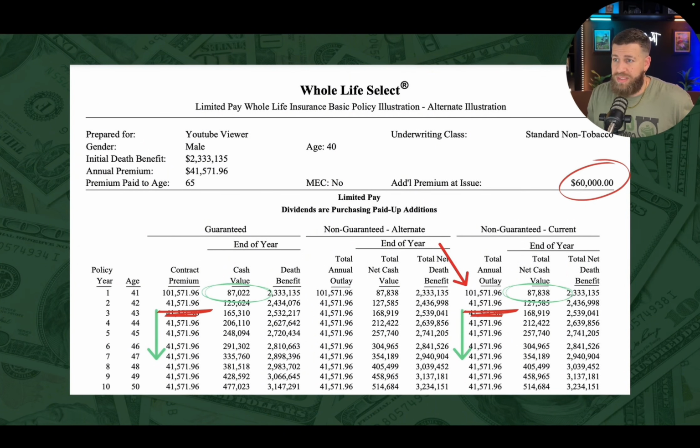Now, with this type of policy, because you did that dump in, you can no longer add that $60,000 extra again. But in the first year, if we put $100,000 in cash into the policy, plus the term rider, the cash value is over $87,000. You can see it circled. After that, you put in only $40,000 per year plus the term rider.